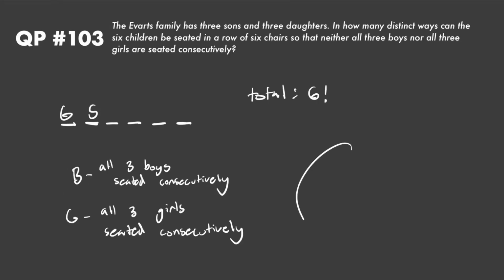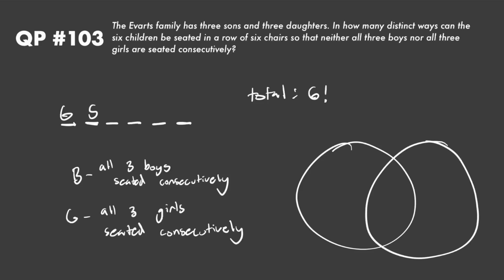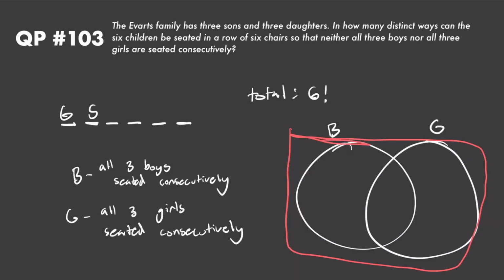So right here we have the set where all 3 boys are seated consecutively, and over here we have the set where all 3 girls are seated consecutively, and there is some overlap because we could have them both happen at the same time. So I'll say this is B here and this is G here. And again, we need to subtract off the cases where either of them are true. So we're going to take the union of these 2 sets and subtract them from our total to get our final answer.